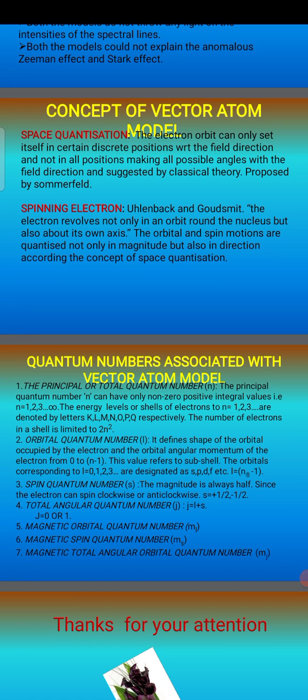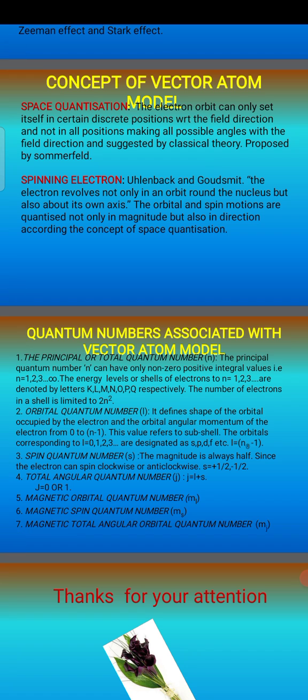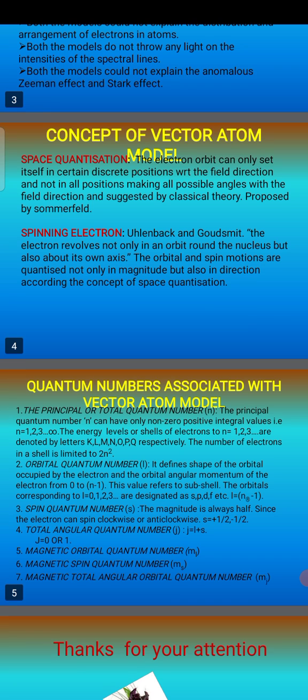The principal quantum number, small n, can have only non-zero positive integral values, that is n equals 1, 2, 3, up to infinity. The energy levels or shells of the electron corresponding to n equals 1, 2, 3 to 7 are denoted by the letters K, L, M, N, O, P, Q respectively. The number of electrons in a shell is limited to 2n squared.